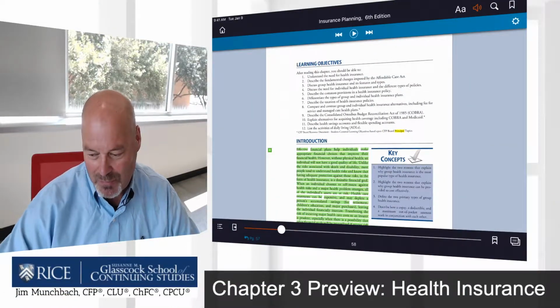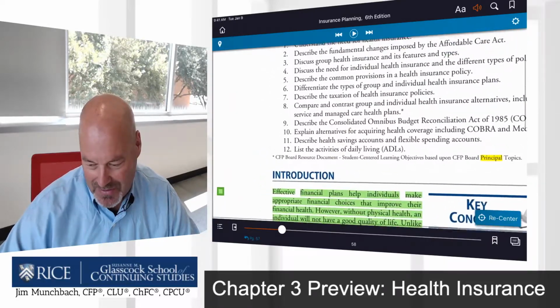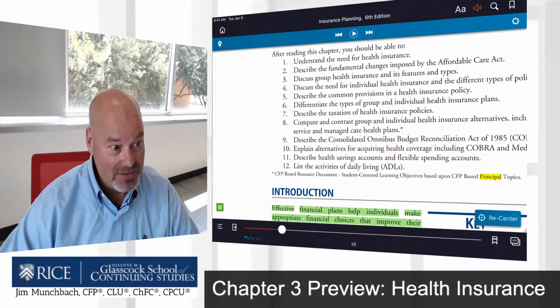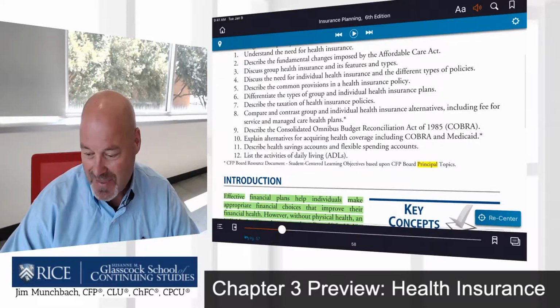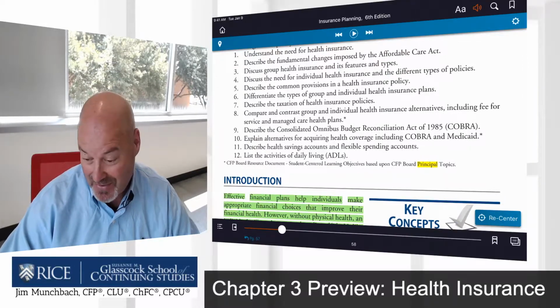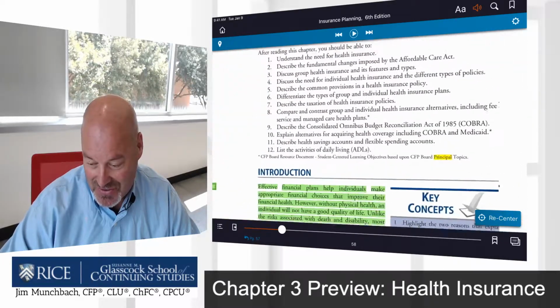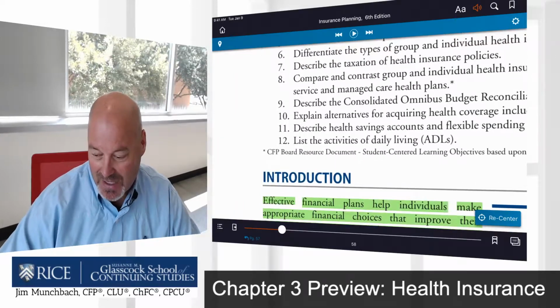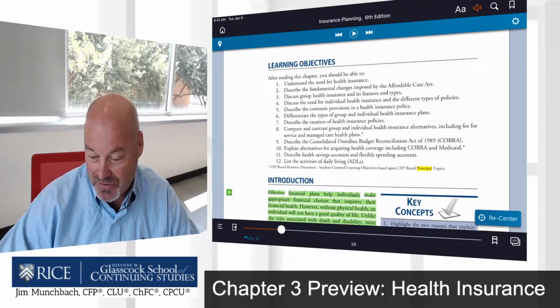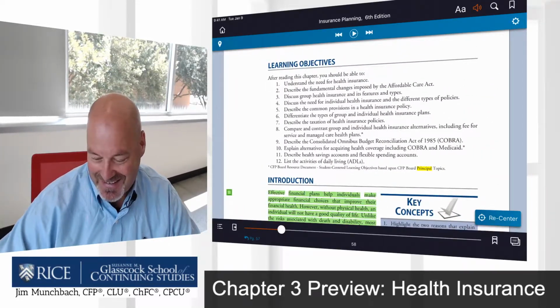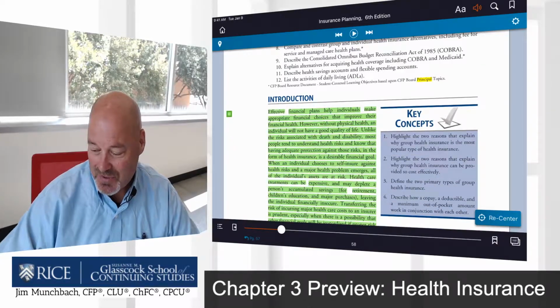Now, what I want to point out briefly is that several of these learning objectives have that little asterisk there, and you see that at the bottom. So you want to pay attention to those. And that's that. So this is the chapter.